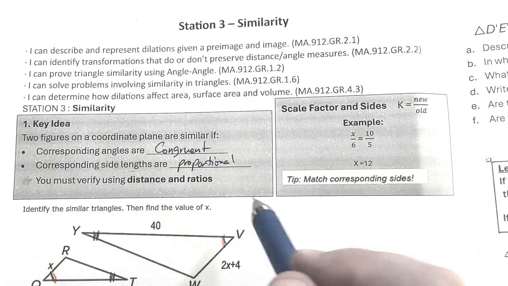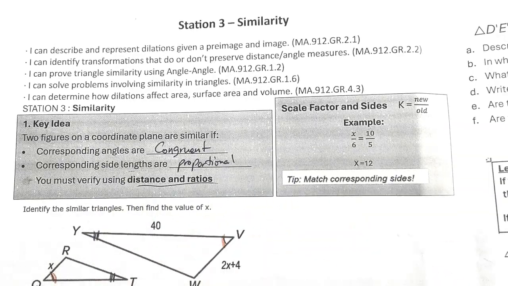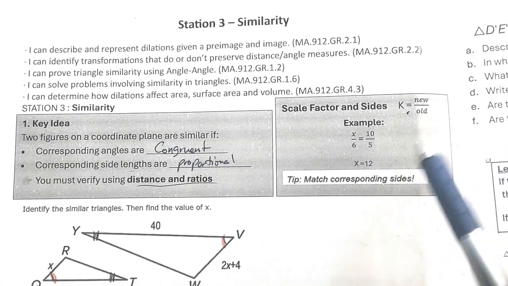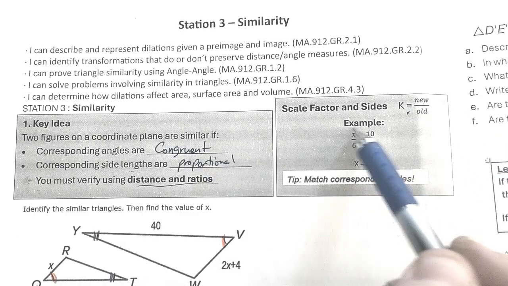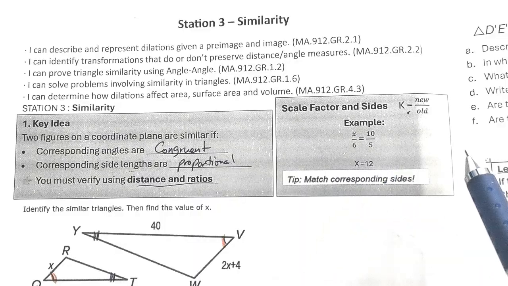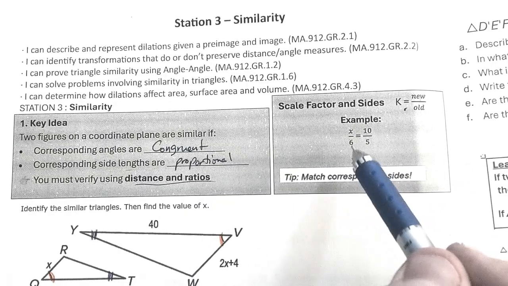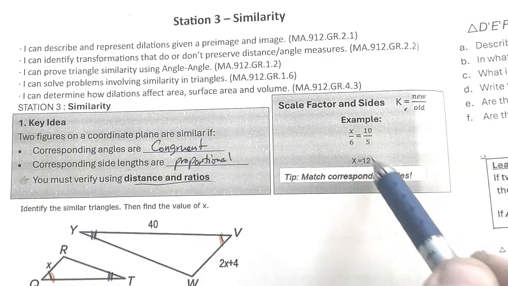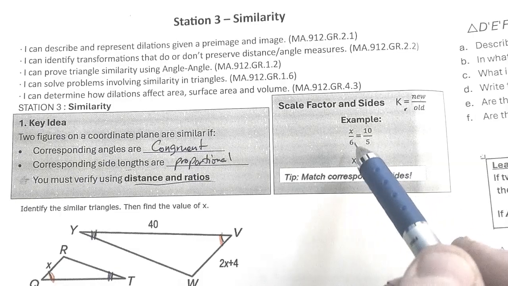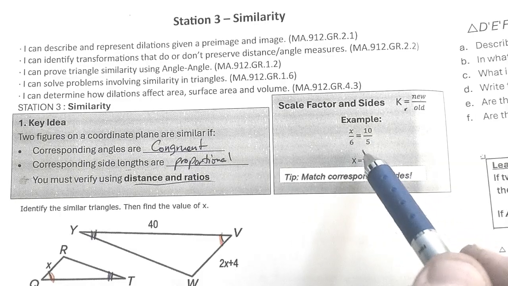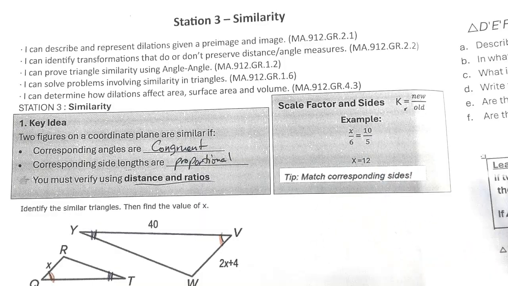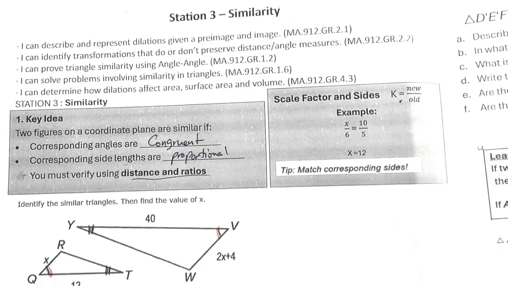You must verify this using distance and ratios. Scale factor in sides is new over old. So example, I don't know where they're pulling this from. We got x over 6 on one side, 10 over 5. They're saying x equals 12, because 5x equals 60, divide both sides by 5, and you get x equals 12. So you just match the corresponding sides.